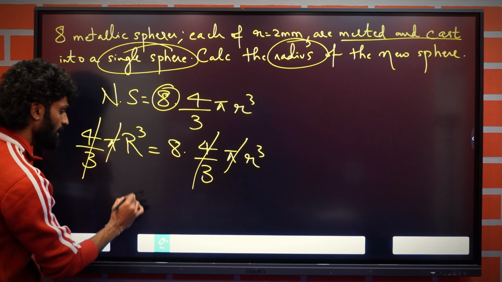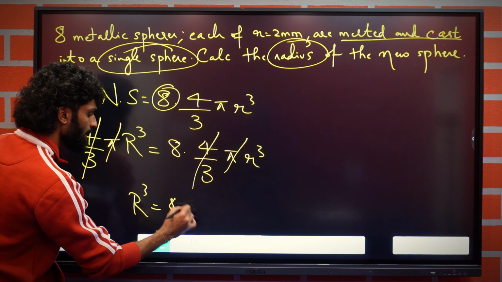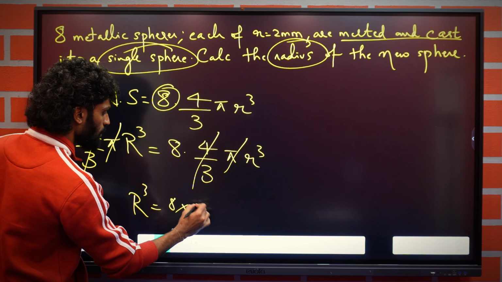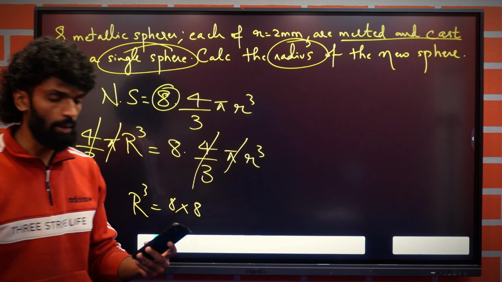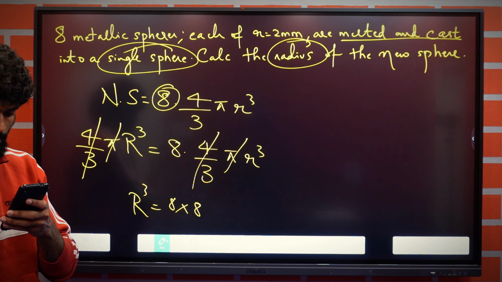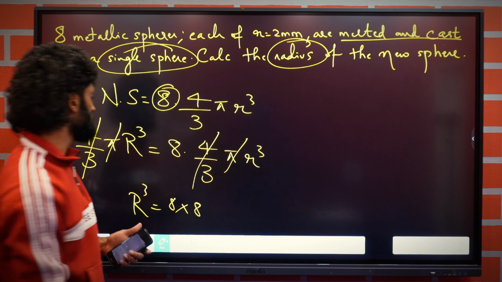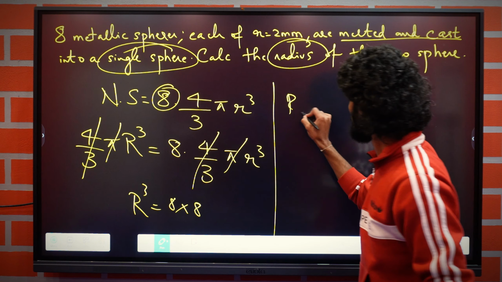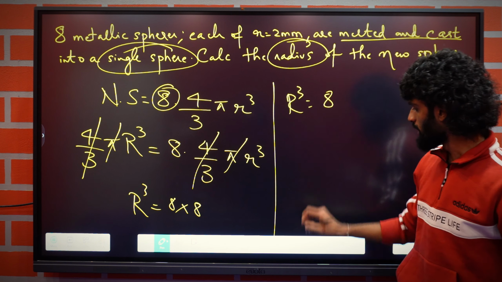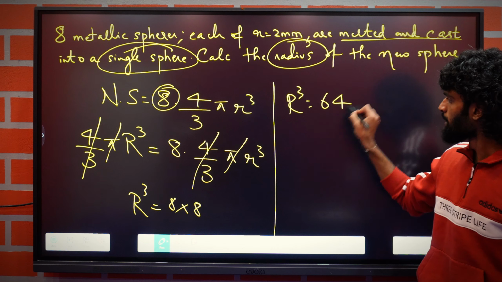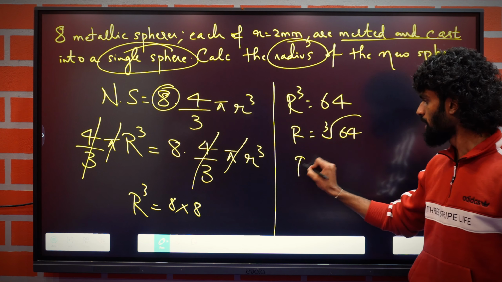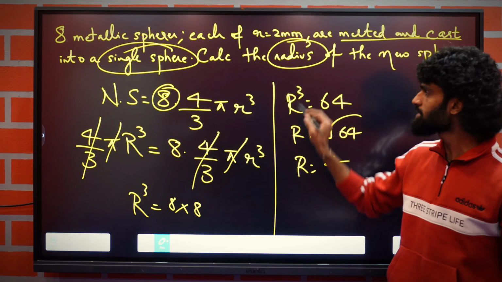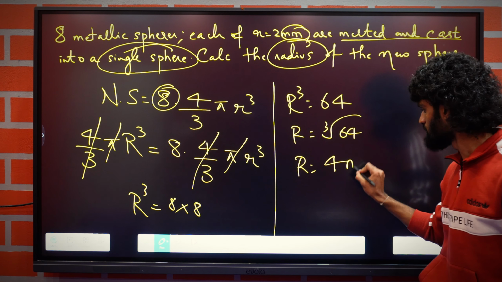Now I'm supposed to find R cube. So it will be 8 into 2 cube. 2 cube is anyways 8. Fine. So R cube will be equal to 64. I'm using my calculator, you guys should not. That's obviously a thing. R cube equals 64, which means R will be equal to the cube root of 64. R equals 4. Copy the same unit, mm.